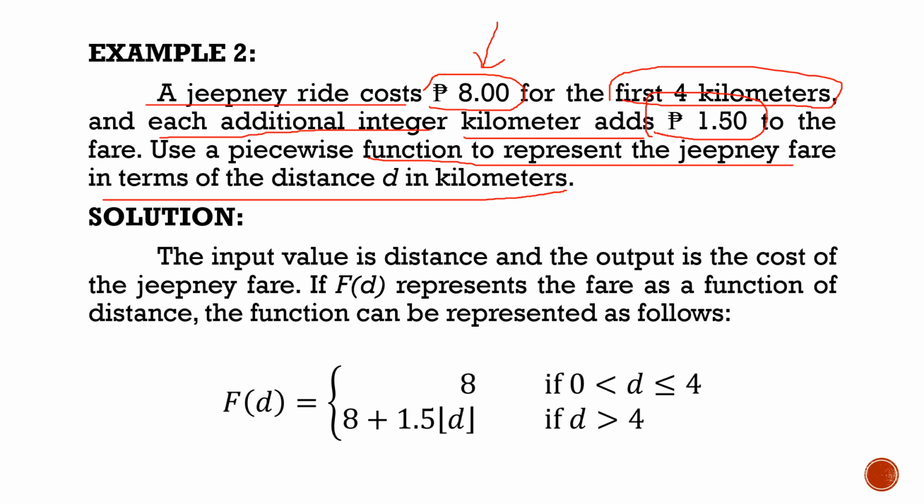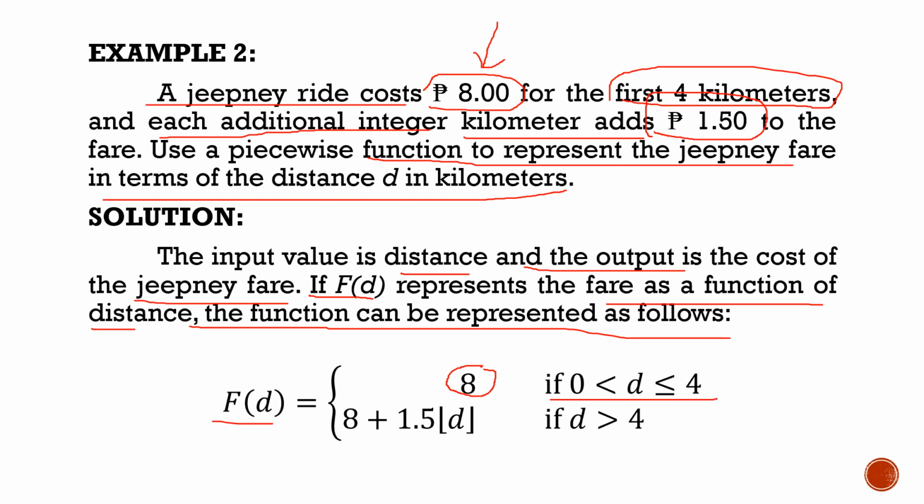So for our solution, the input value is the distance and the output is the cost of the jeepney fare. If f(d) represents the fare as a function of distance, the function can be represented as follows. So f(d), or your fare now, is 8 pesos if we satisfy this condition, because 8 is a fixed value, if 0 is less than d, or less than or equal to 4.